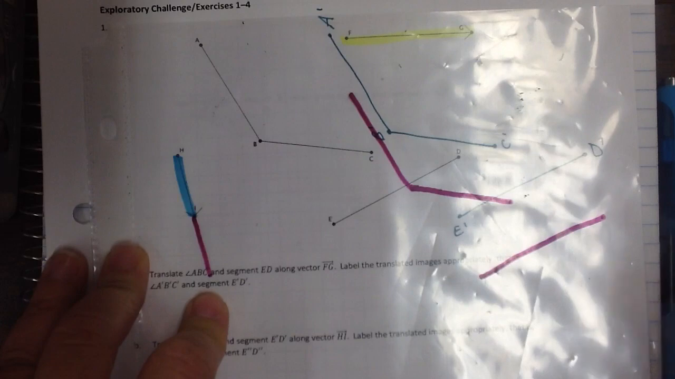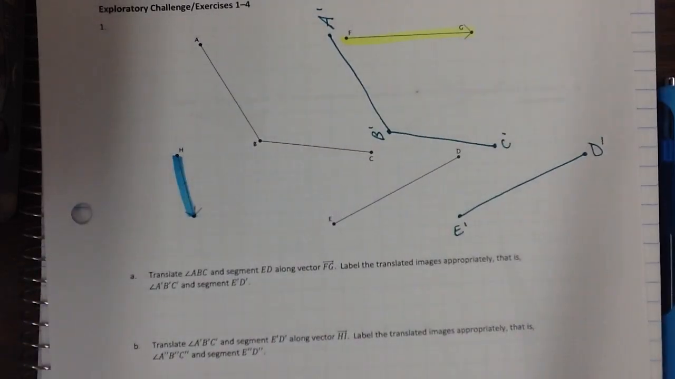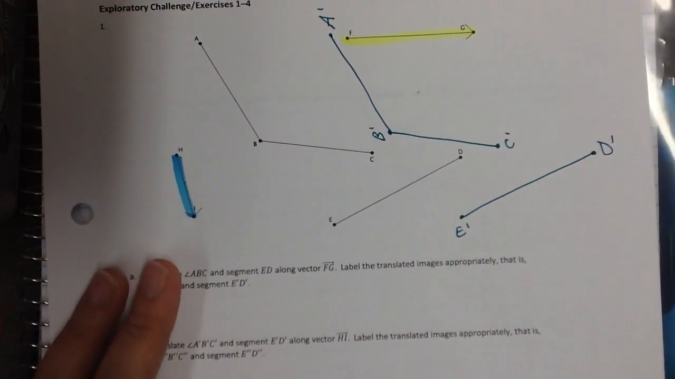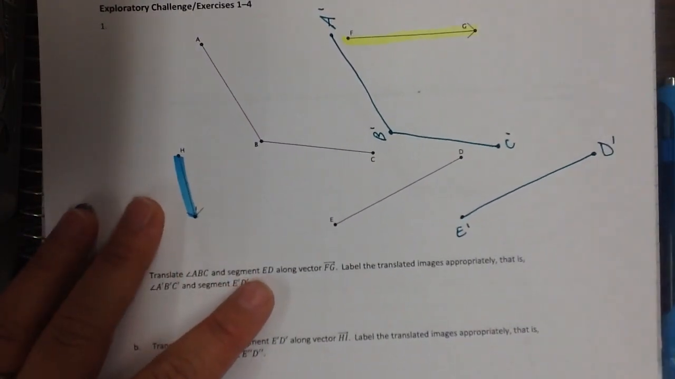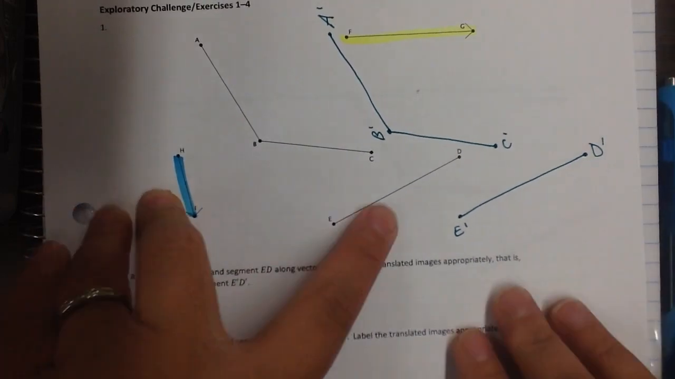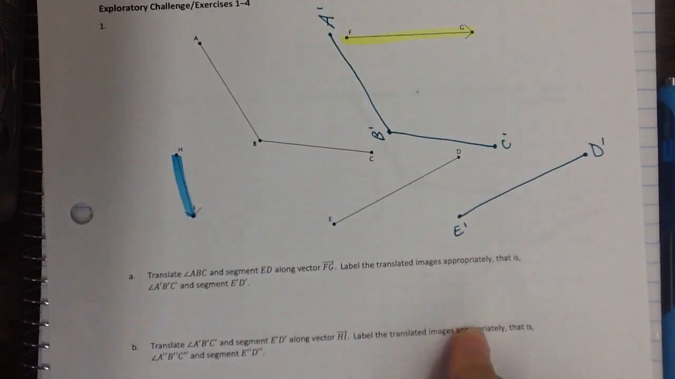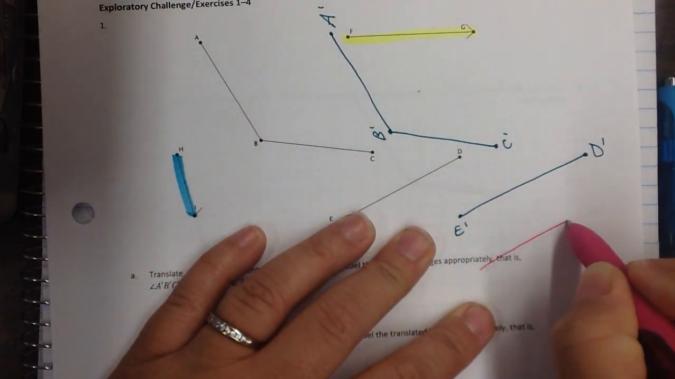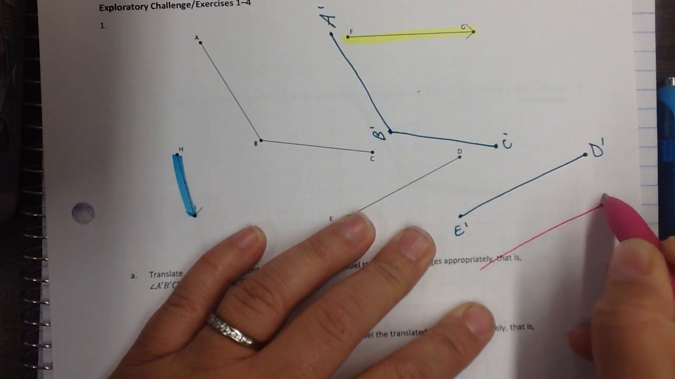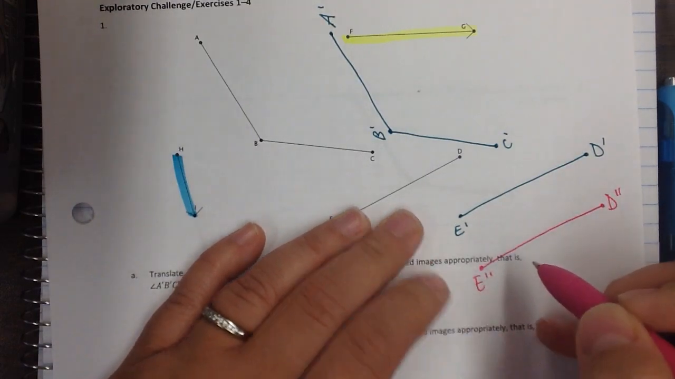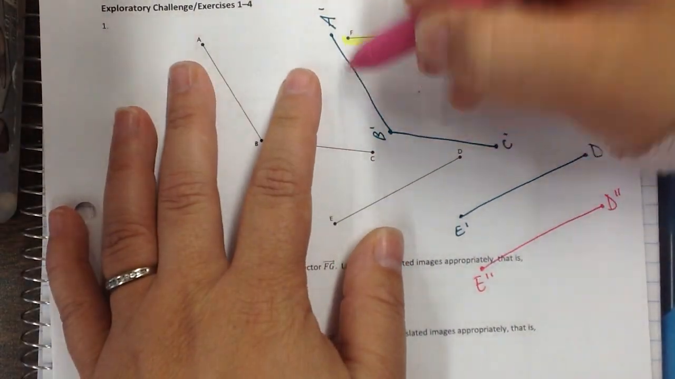Okay, you're going to move it down just like this. Then you would put it underneath your paper and you would trace it. Okay. So here we go. D prime prime, E prime prime. We're going to trace this one.